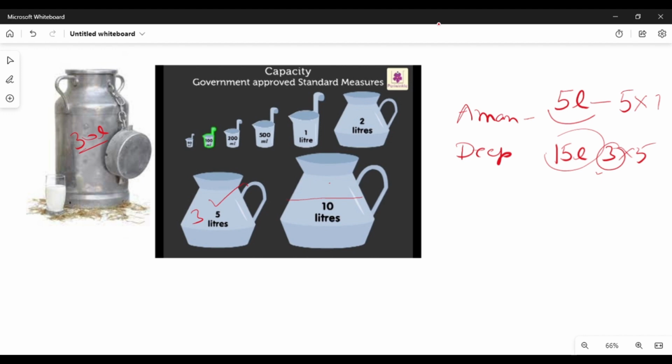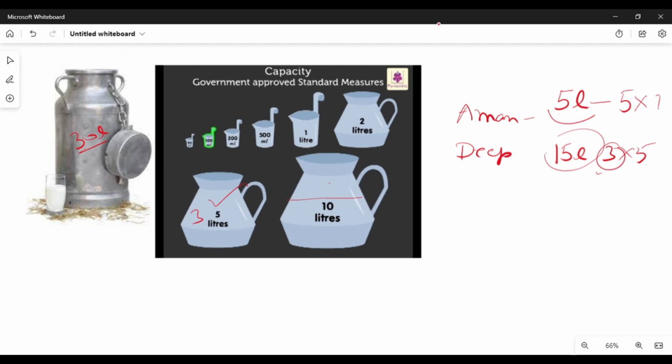So how have I calculated it? Which concept from mathematics have I used here? Yes, I have used HCF. I have done prime factorization of both the numbers. The prime factorization of 5 is 5 into 1 and the prime factorization of 15 is 3 into 5.